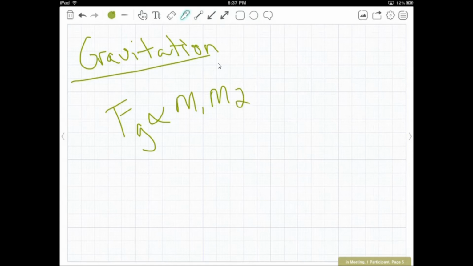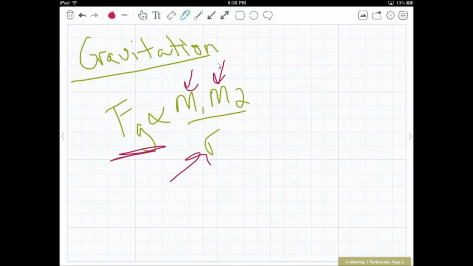This was mostly done just by thinking and then experimenting later, a thought process he went through. He knew that the more massive your objects were, either one of them really, the force of gravity increased. So he said that has to be a direct relationship. And then he said the further apart these objects are, the force of gravity has to decrease. So that has to be an inverse relationship.